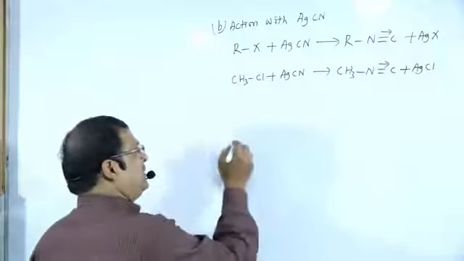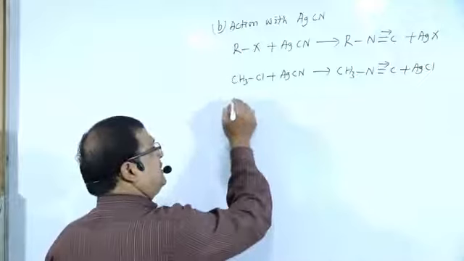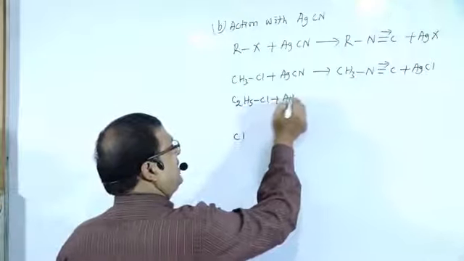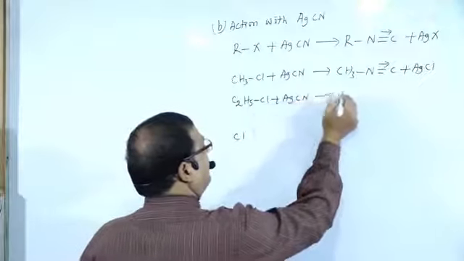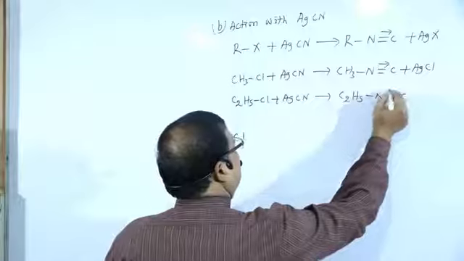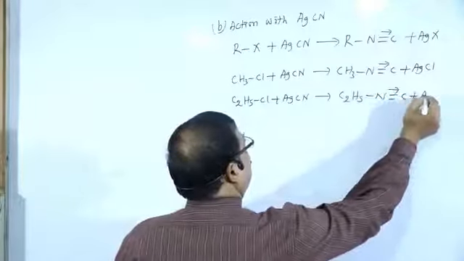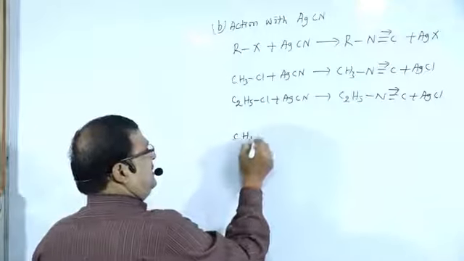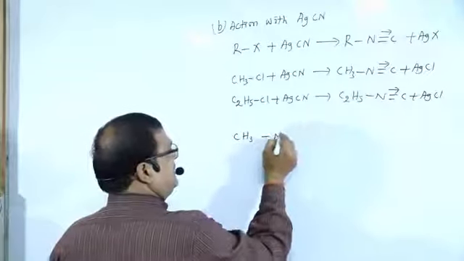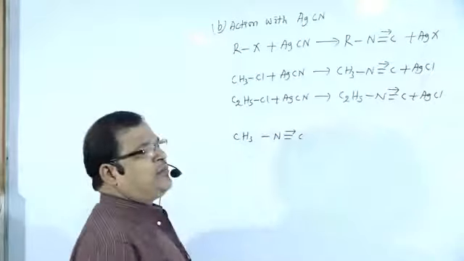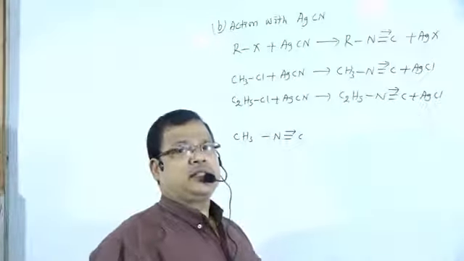Similarly, if we take C2H5Cl plus AgCN, there is the formation of C2H5NC plus AgCl. CH3NC also will give different products under different conditions.